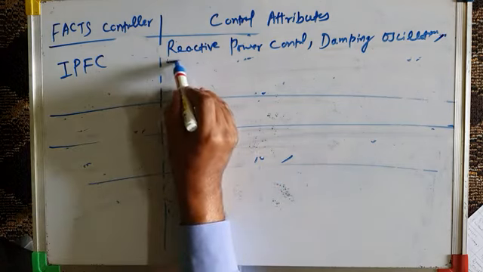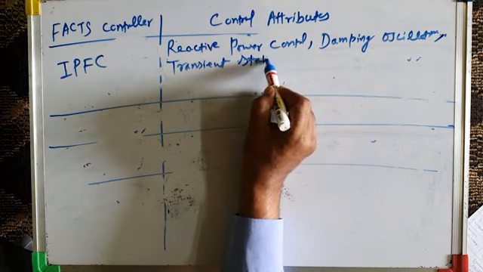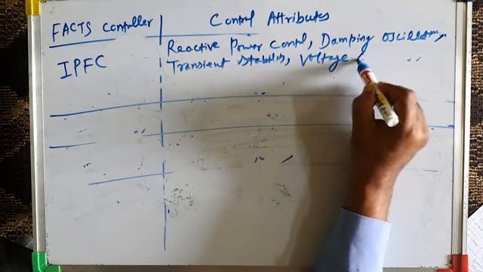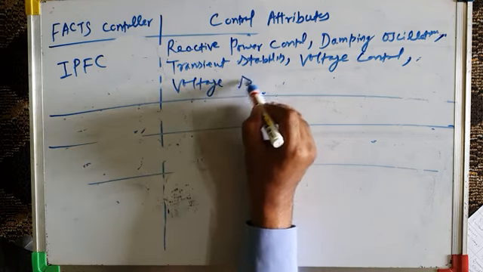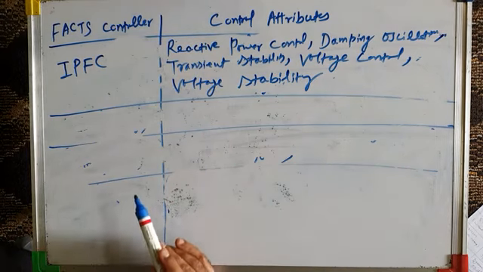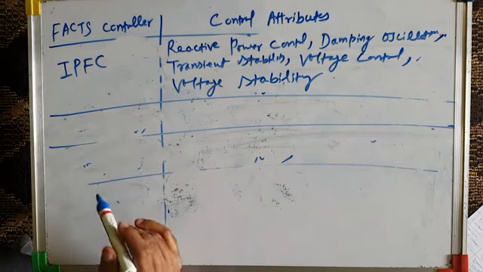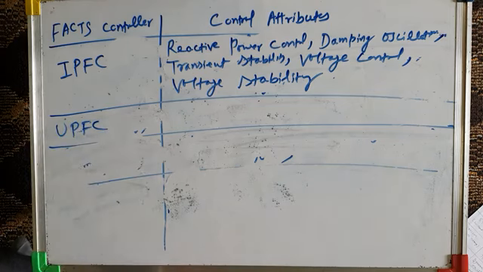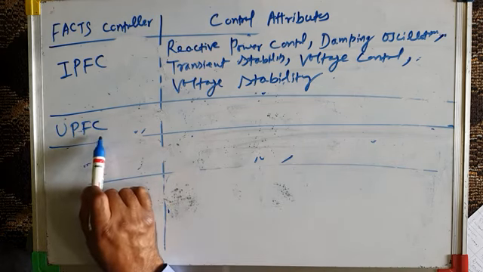Then improving the transient stability of the system, transient stability. Then voltage control, it also provides voltage control, and it also provides voltage stability. So these are the control attributes of the combined series FACTS controller, which is interline power flow controller, IPFC. And then we have the combined series-shunt FACTS controller, which is also called unified power flow controller, UPFC, which comprises of a series FACTS controller and a shunt FACTS controller.